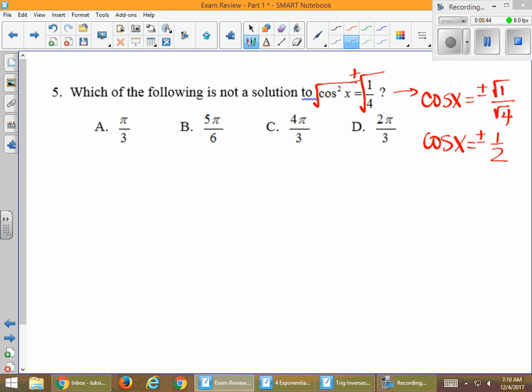So cosine is 1/2, positive or negative, at the thirds. So you have to be careful and make sure you capture this is not a solution part. So all of the thirds are solutions. Which means that 5 pi over 6 is not a solution.